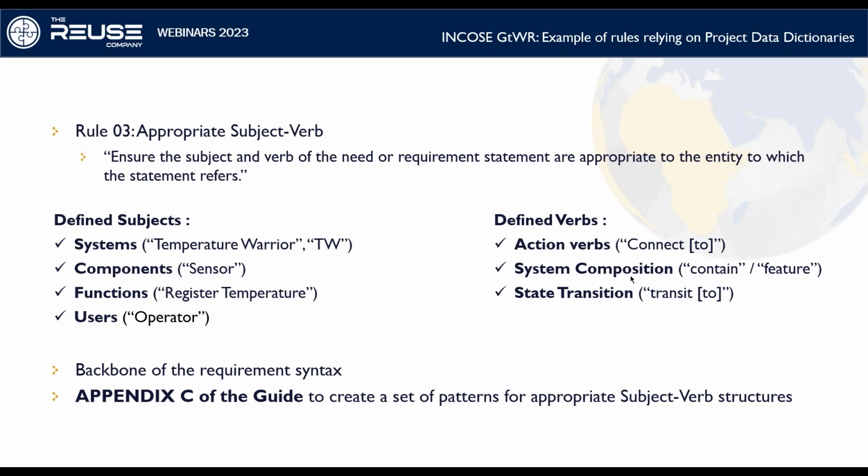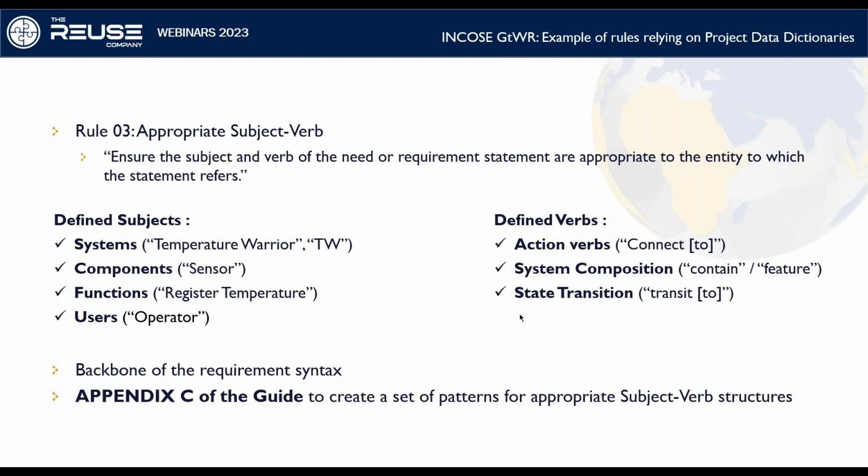Is it a system composition verb? Is it a state transition verb? So this helps not only understanding what we say, but also if we use some NLP based algorithms, we can define, for example, for the system composition, if I have one system and one component involved, then I will be able to generate relationships in a model between this system and this component.